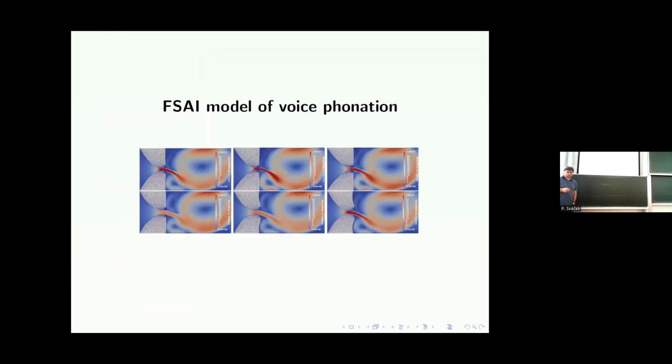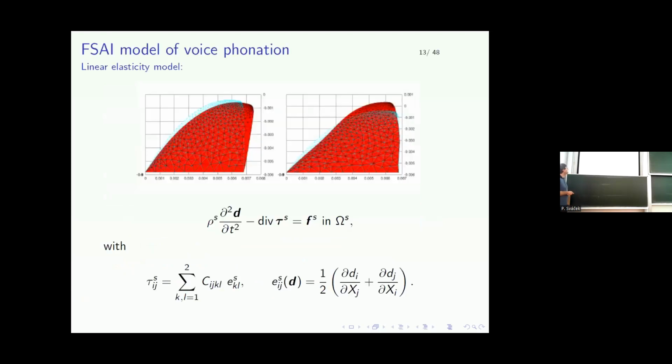So let me introduce a first model of Fluid-Structure-Acoustic interaction. Here we considered the linear elasticity model, which describes the displacement of the elastic structure. We assume only a small displacement, so everything is solved on the reference domain. We have the displacement vector. Rho is the density of the structure, which possibly can be piecewise constant in each subdomain, and tau s is the Cauchy stress tensor. Fs are the volume forces acting on the domain.